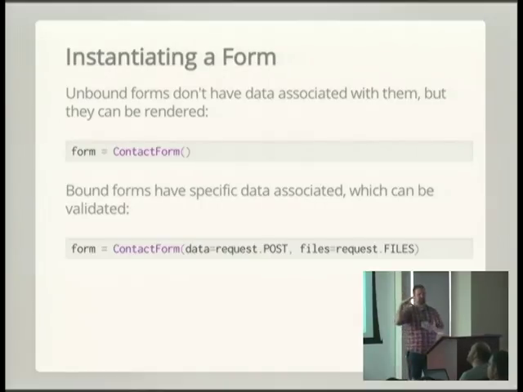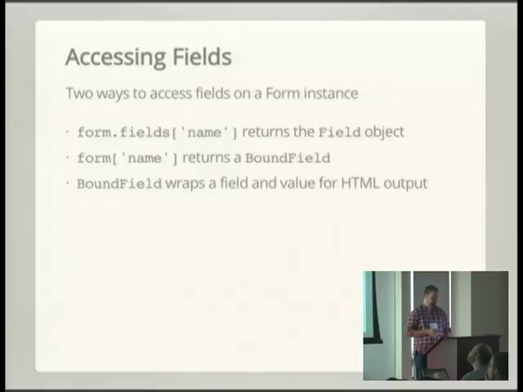So basically there's two different states for forms when you instantiate them. You can instantiate them as an unbound object, something that can just be rendered, or you can instantiate them as a bound form, which means they actually have data associated with them, and you can perform validation and actually convert that data into Python objects. There's a data keyword argument you pass in, that's usually request.POST when you're coming from a view, and there's a files argument, so if you're dealing with file upload, you can pass those in as well.